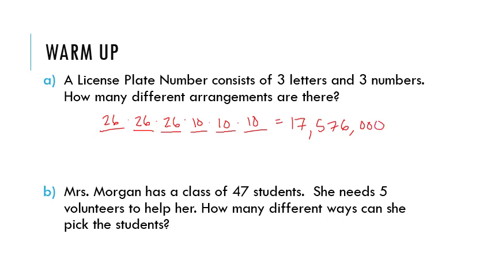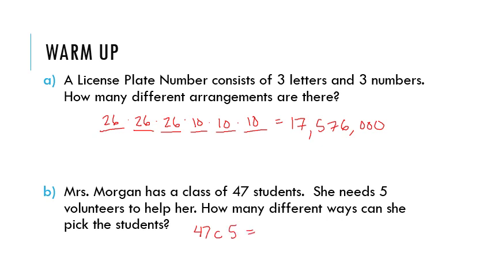Mrs. Morgan had a class of 47 students. She needs 5 volunteers to help her. How many different ways can she pick the students? So in this one, she's just getting 5 volunteers out of 47. In this one, the order doesn't matter. So this one is a combination, right? So it's going to be 47 students, and we choose 5.